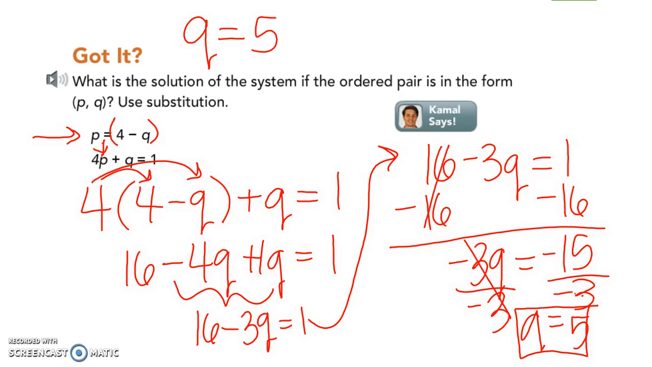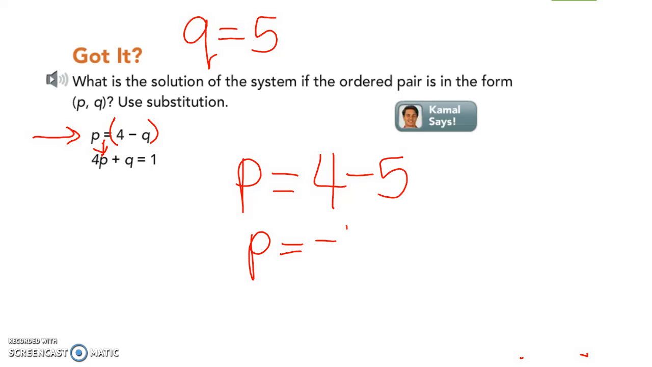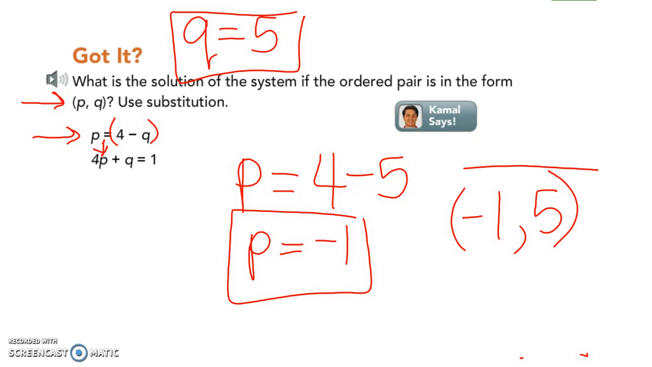Okay, so I'm going to write that up here. That's halfway there to my solution. And then I'm going to erase everything so that I can find the other piece of my solution. So I know that q equals 5, so in either equation, I'm going to use the first one. I'm going to plug in 5 for q. What's 4 minus 5? Negative 1. So p is negative 1, q is 5. They told me to write it as the ordered pair p, q. So that would be negative 1 for p and 5 for q. And that's my solution.